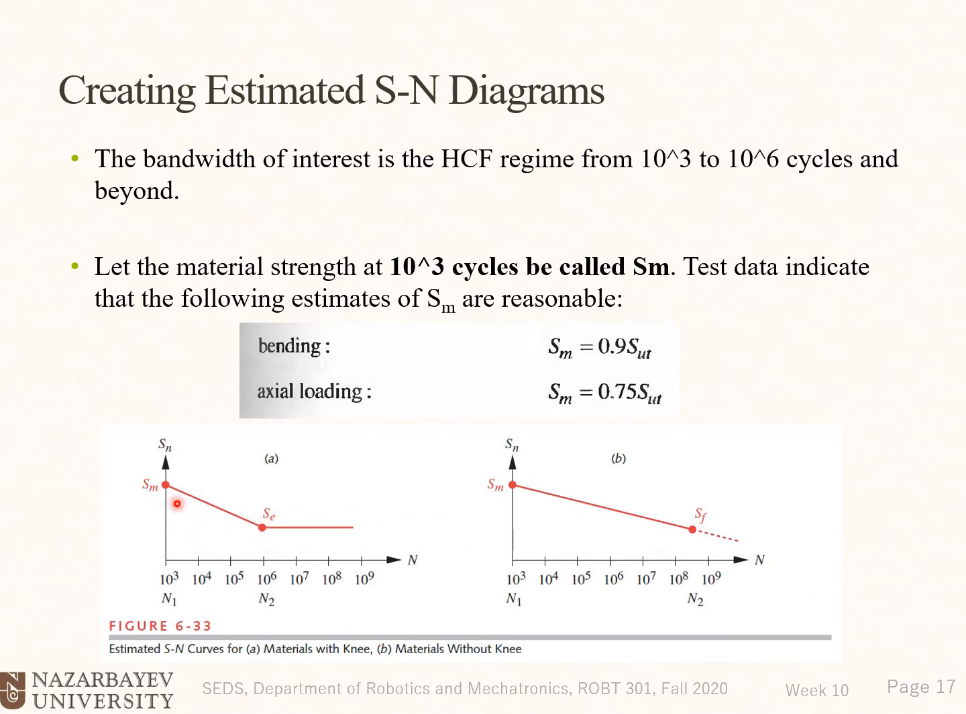Now when we have these 2 points, the next step is easy. We just need to connect Sm to Se, and since we have a knee, the next part will be just one horizontal line. For those without a knee, we need to connect Sm to Sf and extend it to higher cycles. And now we could graphically find strengths of the material at any other cycles.